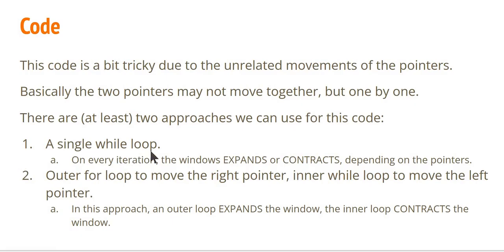So basically, this is like the illustration. On every iteration, the window either expands or contracts, which means either the left pointer moves or the right pointer moves. And this happens on every iteration, which is somewhat more explicit to understand. The second approach, which seems more popular in the literature, is to use two loops: a for loop for the right pointer, which is an outer loop, and then an inner while loop to move the left pointer. The net effect is the same. In this approach, the outer loop expands the window, the inner loop contracts the window. So the principle remains the same. But my preference, in terms of clarity of the movement, is actually the first one. So that's what we're going to look at first.